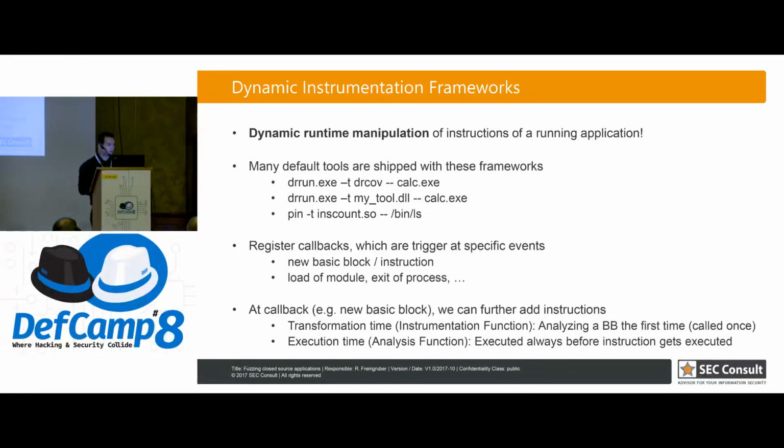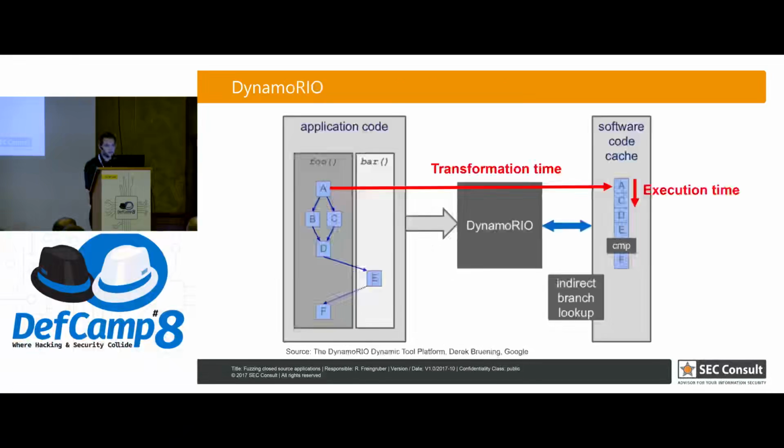And you can also write your own tools with these dynamic instrumentation frameworks. And if you write your own tools, you can register for different events. For example, I can say, call my function if a new basic block is found, or if a new instruction is found, if a module is loaded, if a thread is created, if the program is exited, and so on. And you can then add code at two different locations, at transformation time and at execution time. So, for example, in DynamoRIO, if you want to execute an application, and you want the first time to execute this basic block A here, that means DynamoRIO will kick in, take this basic block A, and move it into an internal code cache, and will now always execute A from this internal code cache, but this will be completely transparent for the application, so the application will not notice that this is happening.